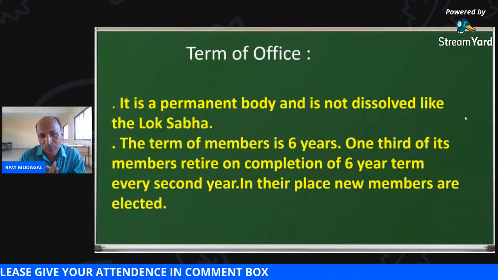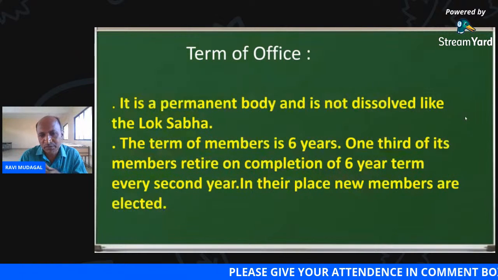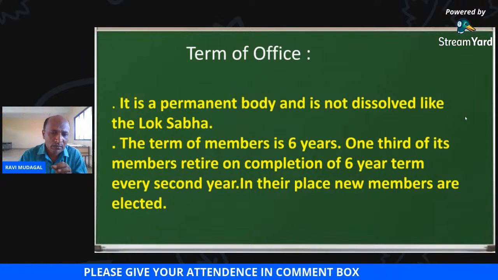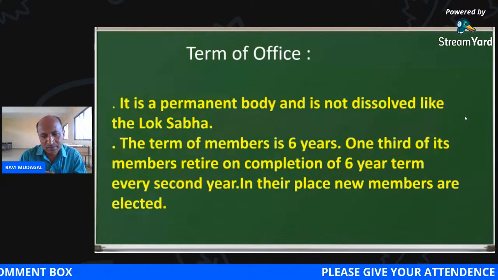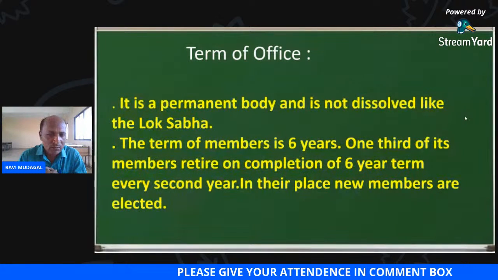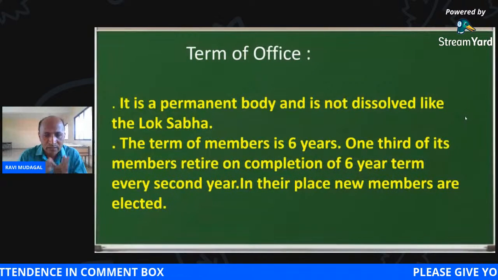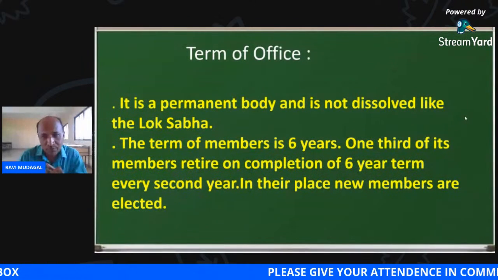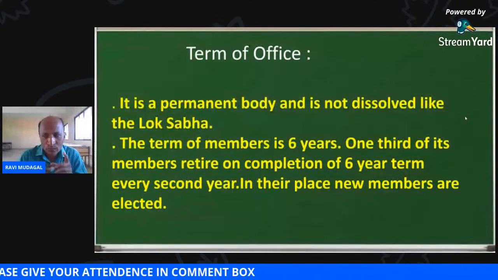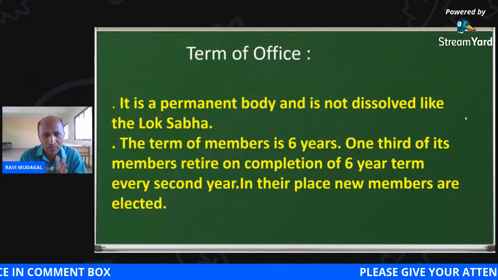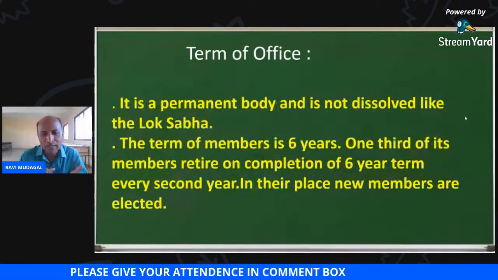Lok Sabha is not a permanent body. Rajya Sabha is a permanent body. The term of members is 6 years. The term of Rajya Sabha members is 6 years. When it comes to Lok Sabha members, the term is only 5 years. Because Rajya Sabha is a permanent body, but not the Lok Sabha. 1/3 of its members retire on completion of the 6-year term every second year. In their place, new members are elected.